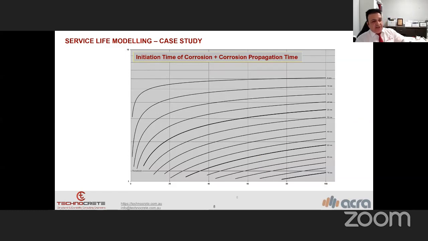And if we consider the service life as the initiation time plus corrosion propagation time, then we will have this. This is the corrosion current density. The graph shows the corrosion current density. Then with 25 millimeters, with that specific concrete, the cover will crack after 8 years, and with 50 after 35 years, and with 75 after 103 years.